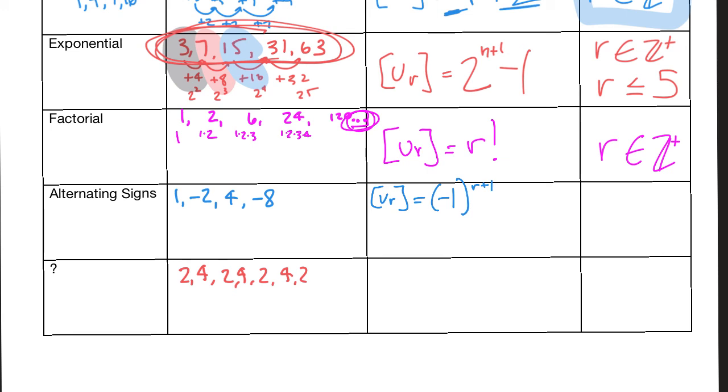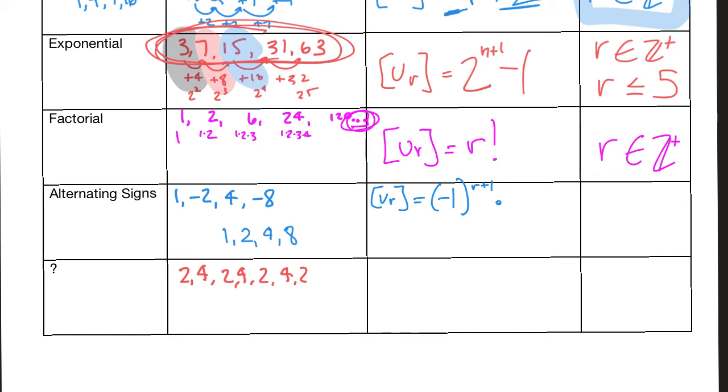Try plugging in 1 and you will get a positive number. Try plugging in 2, you'll get a negative. Plug in 3, you'll get a positive. Plug in 4, you'll get a negative, right? That's what's going to make the signs alternate. Once you've got the signs alternating, you can ignore the negatives and literally just look at the 1, the 2, the 4, the 8, which is exponential.